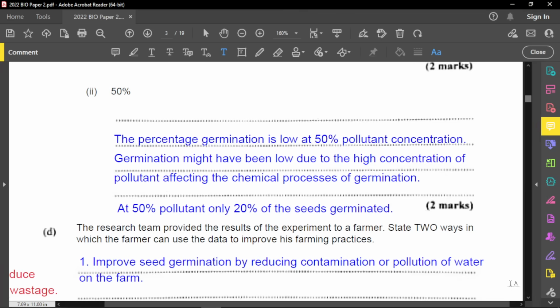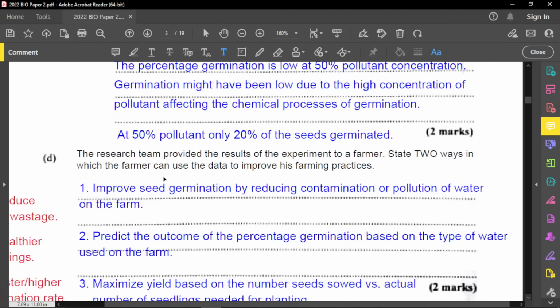Now for part D, it said here that the research team, as a matter of fact, provided the results of the experiment to a farmer.